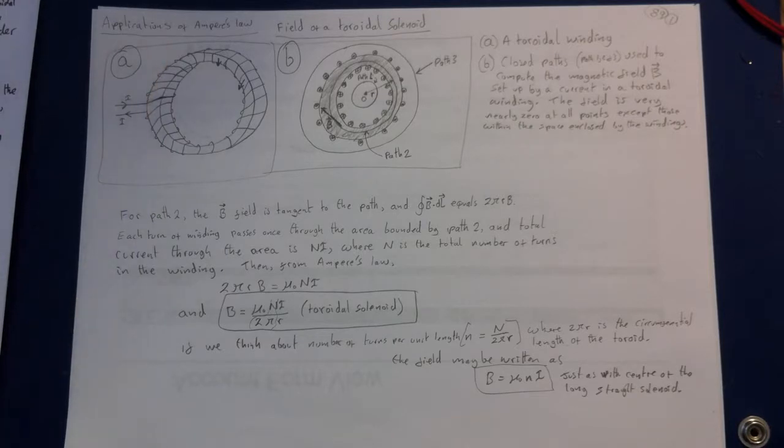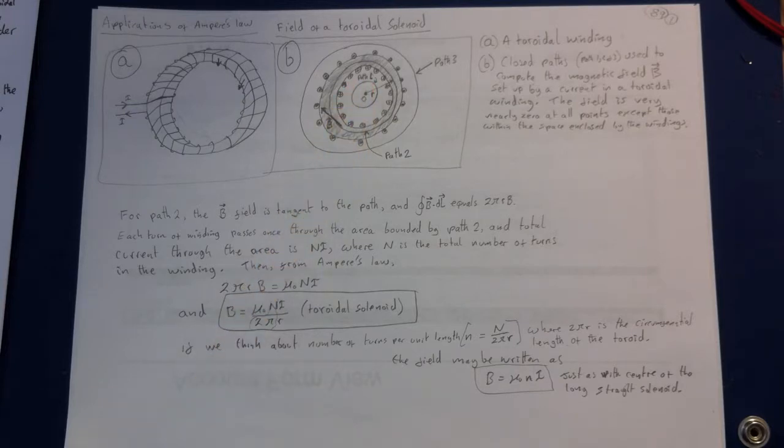This figure shows a toroidal solenoid wound with wire carrying a current I. The paths 1, 2, 3 in this figure here are paths to which we wish to apply Ampere's law. Let's consider first path 1. So we're going to look at this path in here, path 1 to begin with.